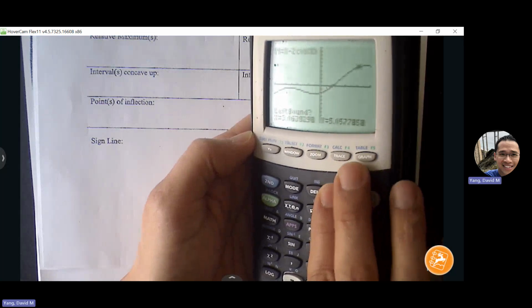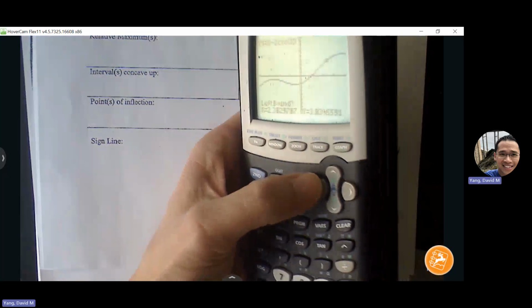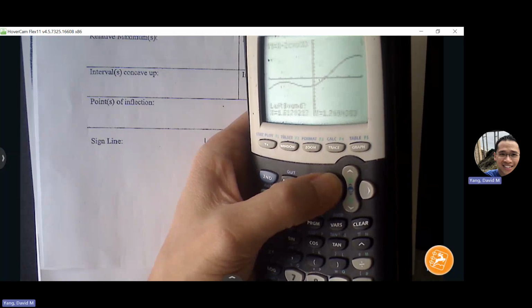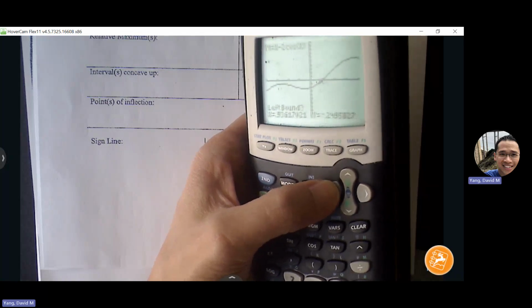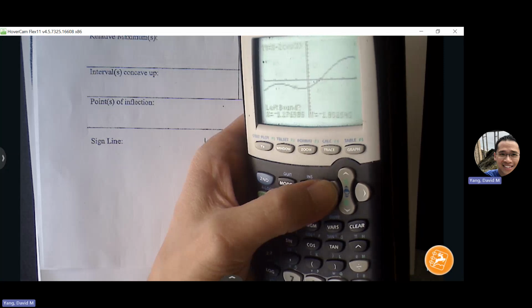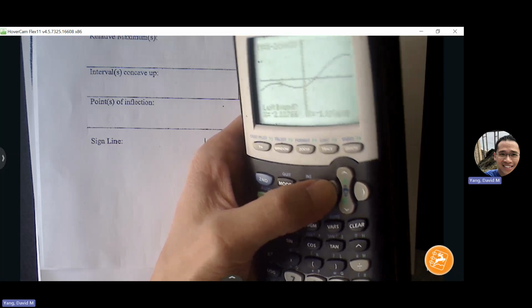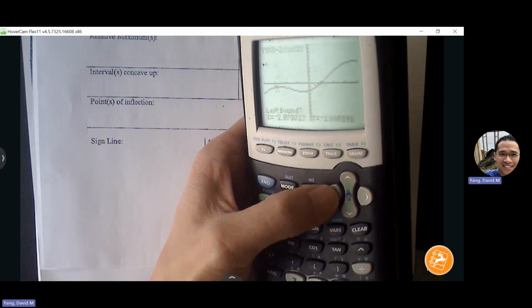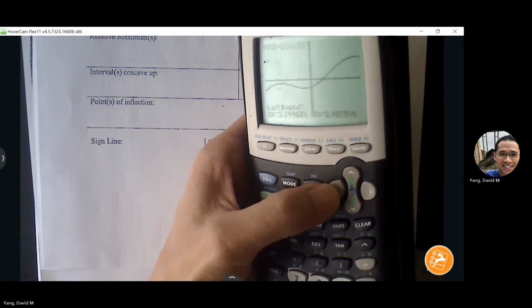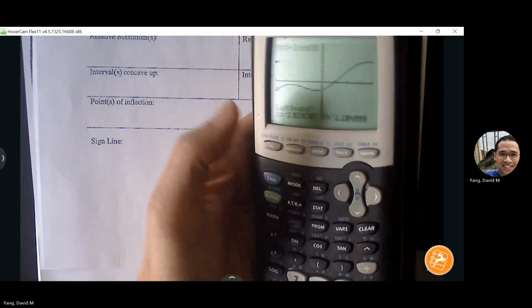Okay, but again, don't let the cursor go to where you think the maximum is. Then the calculator will get confused because you want the calculator to look for the maximum. You're not going to look for it for the calculator. So you're going to just pick a point to the left of your relative max. Hit enter. You see that word left bound there?